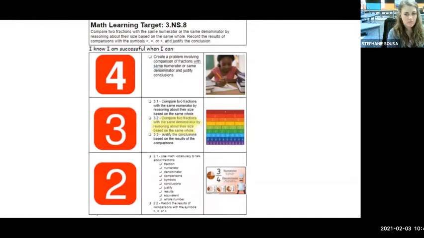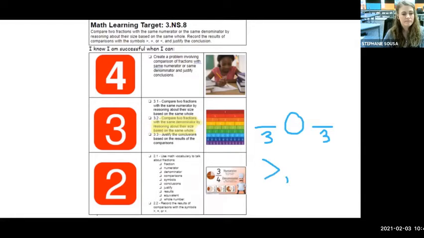So today we're going to look at 2 fractions and we're going to compare them. Our fractions will have the same denominator. We will compare these 2 fractions using our comparison symbols. Our symbols are greater than, less than, or equal to. Today we will compare these fractions by representing the fractions using models.